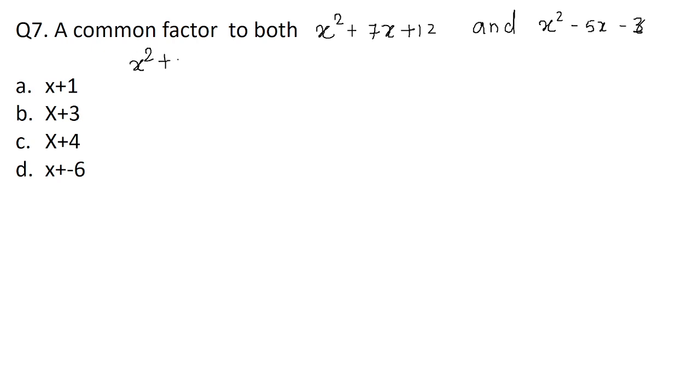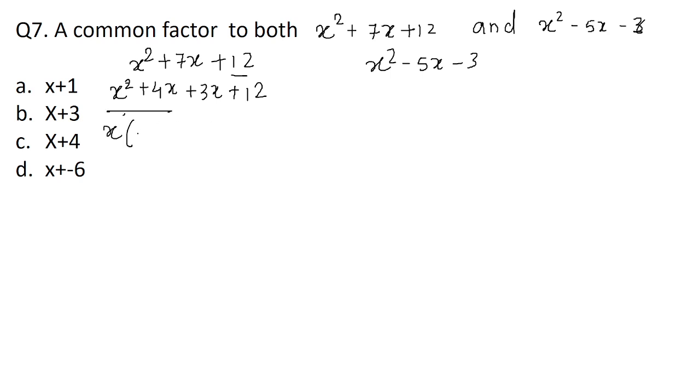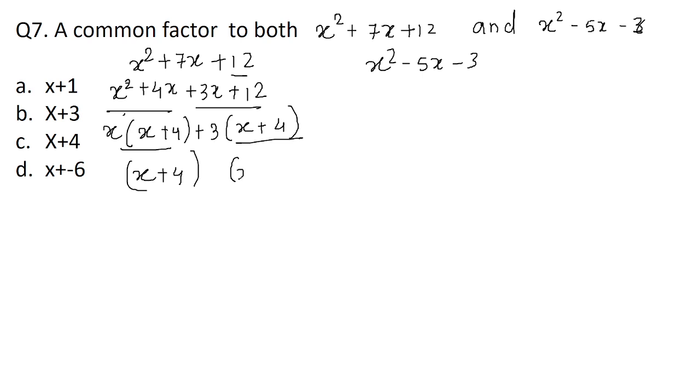So x square plus 7x plus 12, and here it was x square minus 5x minus 36. If I use the splitting middle term method, I'll get x square plus 4x plus 3x plus 12. Why? Because the addition of both is 7x and their multiplication is 12. This is how we do it, correct? If I take common values, I'll get x in common, x plus 4, and 3 in common, x plus 4. Now x plus 4 is common, so I'll take it out, and x plus 3 is left.